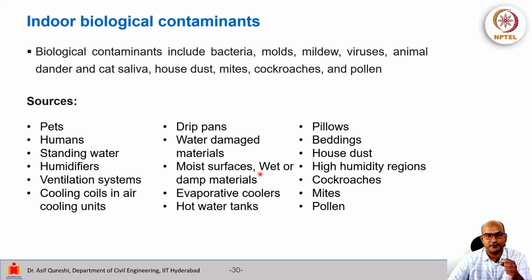We can have moist surfaces, wet or damp materials which can emit microbes. Coolers, hot water tanks, even our pillows and beddings can be a source of biological material because we are lying on pillows and bedding. Then house dust is there, high humidity regions. Then we have insects, mites, cockroaches, pollens. So all these are different types of indoor biological contamination sources. It's a very wide variety.